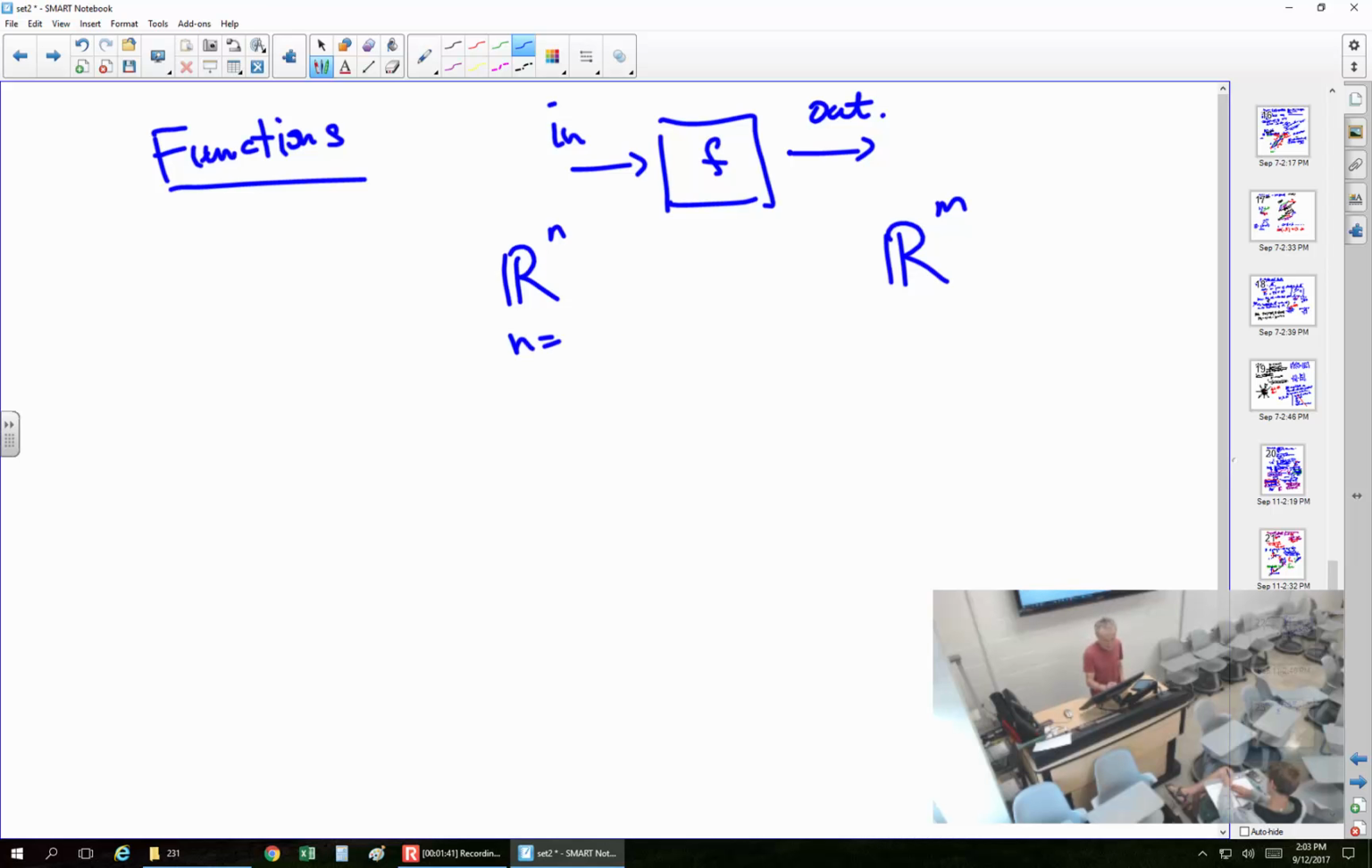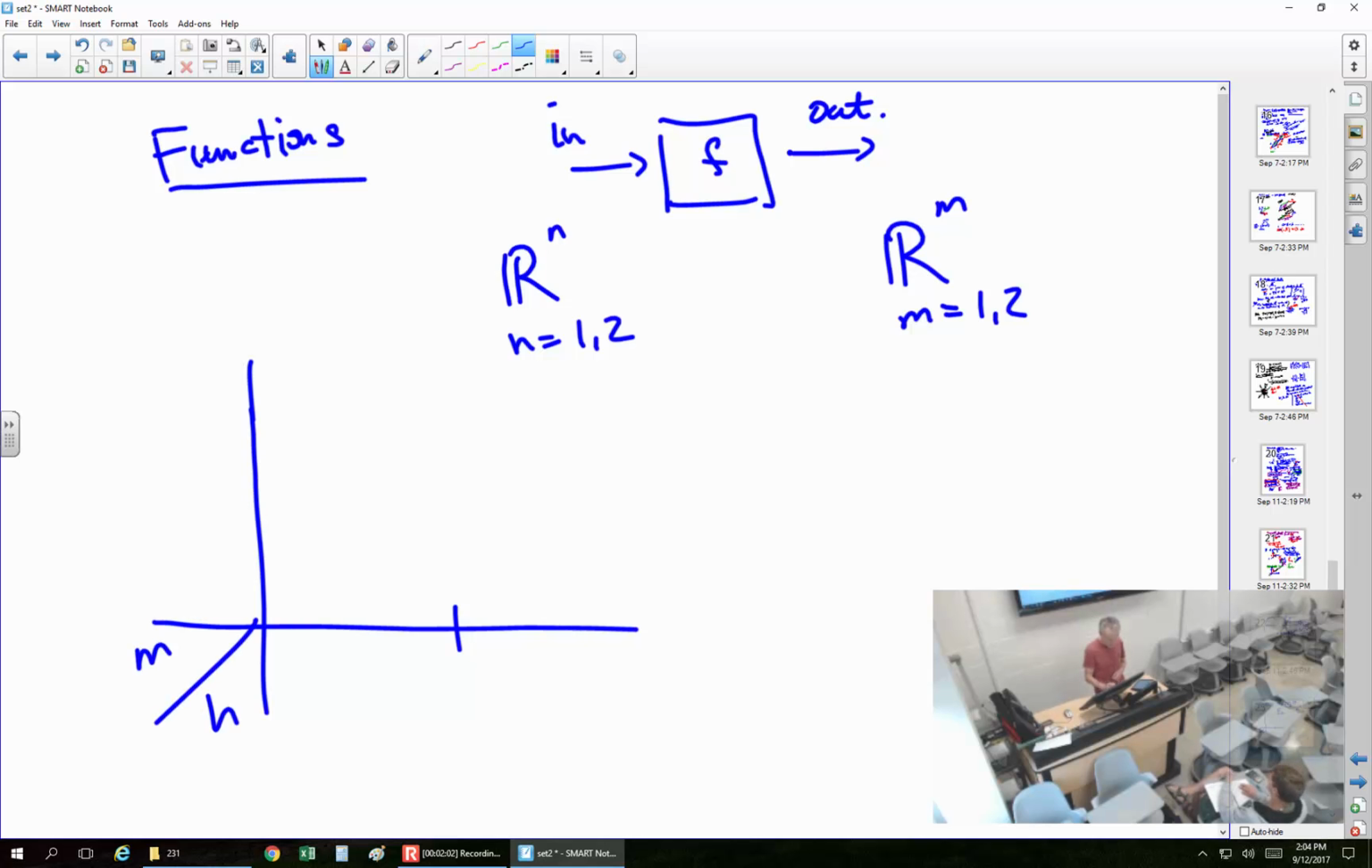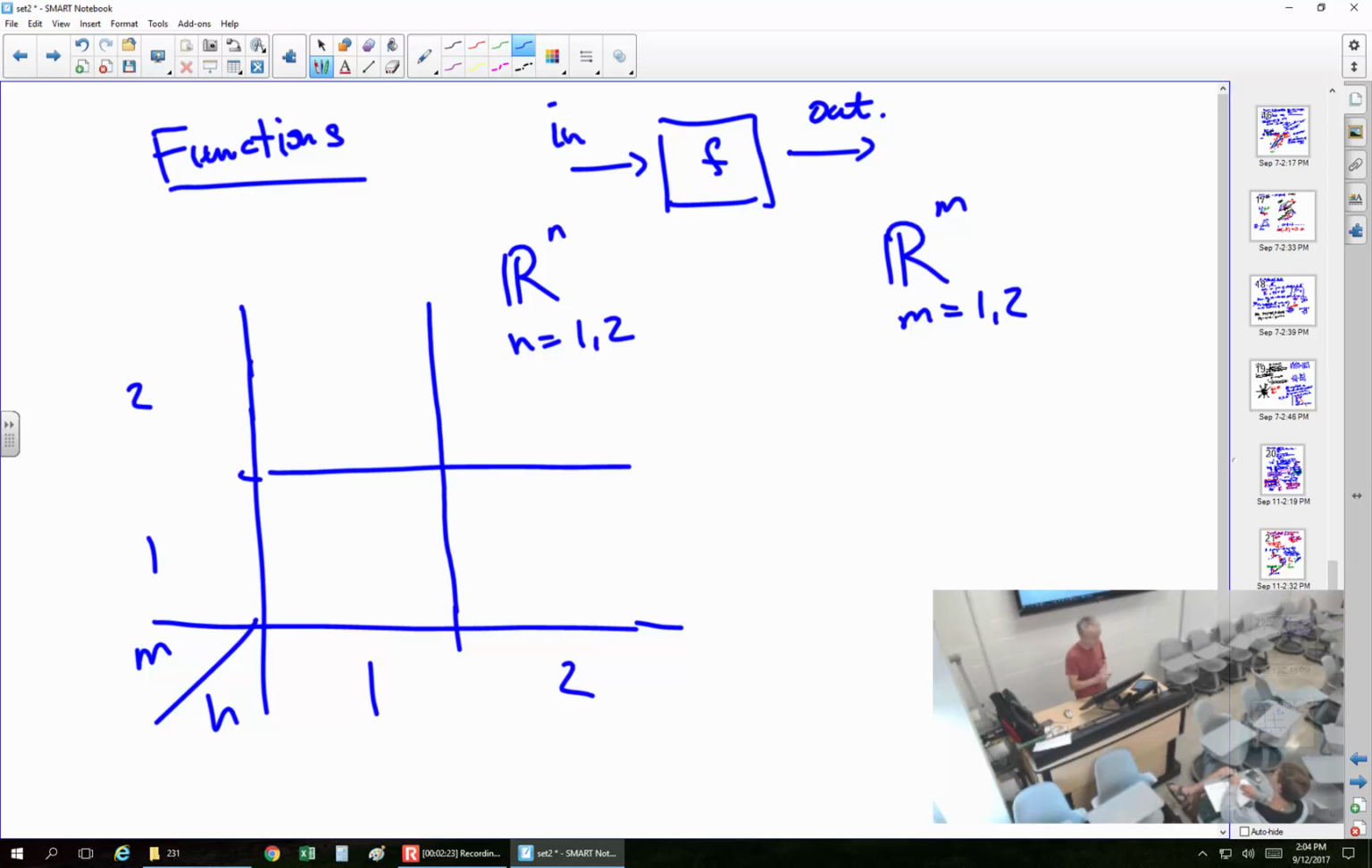To begin with, we'll start with 1 and 2 only. The dimension of the input might be 1 or 2, and the dimension of the output 1 or 2. So let me make a little plot here to illustrate what's going on. I put n's here and m's there, 1 and 2, 1 and 2. So one dimension: input is 1, output is 1. What is that? R^1 and R^1, what are we talking about?